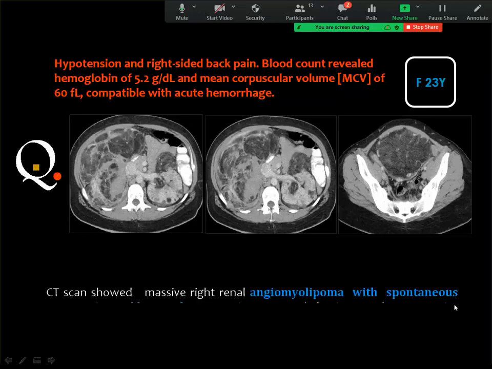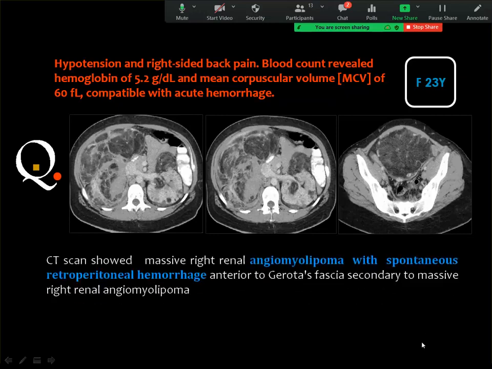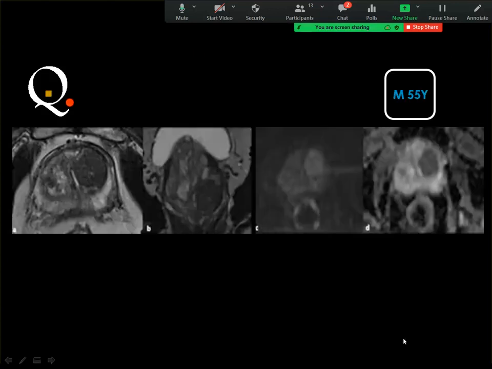Then actually, if you see bilateral angiomyolipoma, you think of tuberous sclerosis, of course, because this is one of the pathognomonic criteria for tuberous sclerosis. And this is an MRI of the prostate, male, 55 years old.